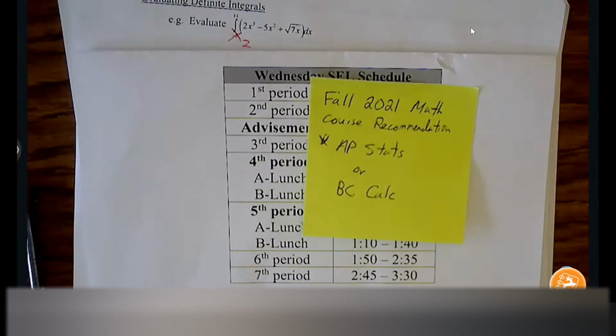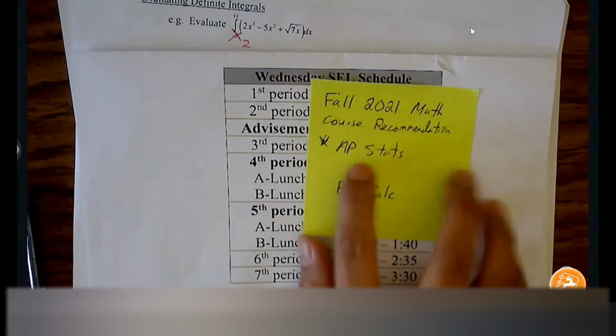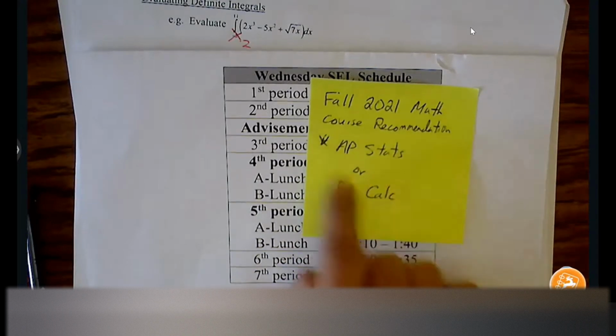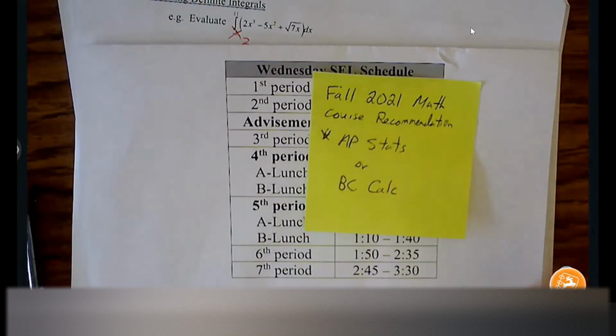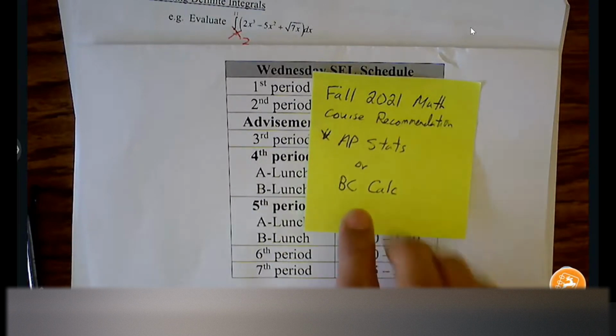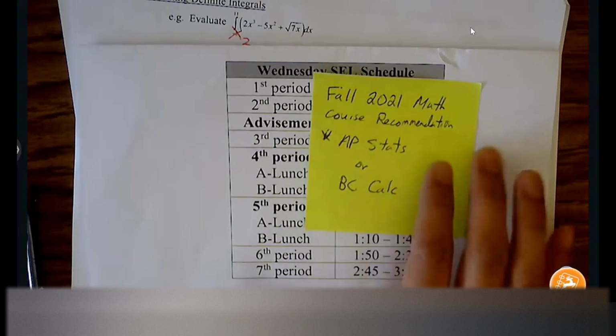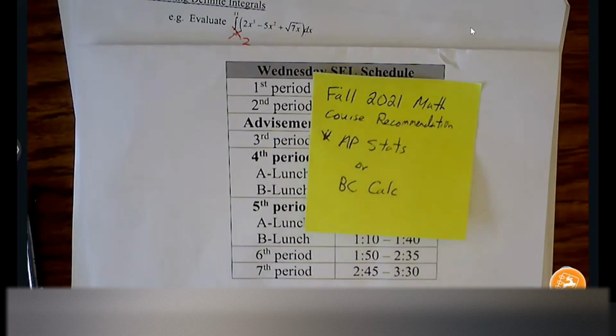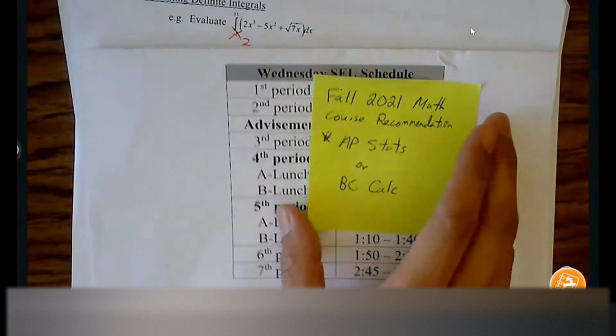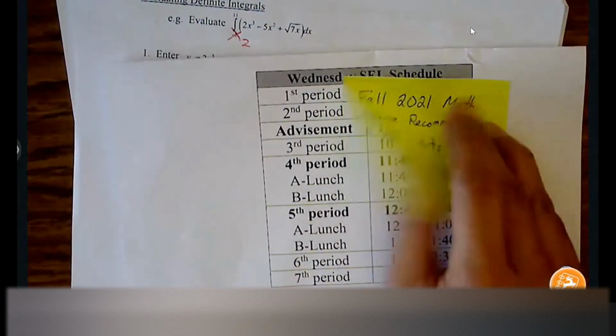But just also understand that you can always change your mind. I just need to have something down on paper or on Infinite Campus for next year. So if you change your mind or you decide you want to do something else, you can always do a course change later on. Okay. All right. Any questions there?